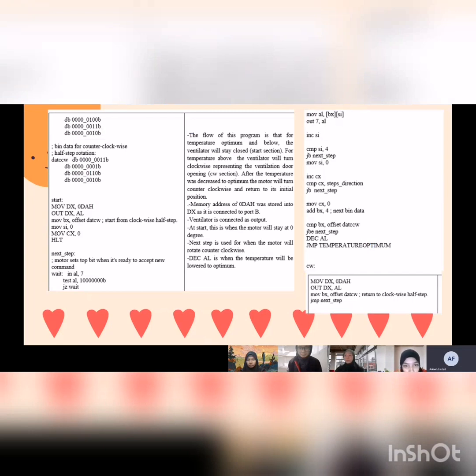Next. At this part, the flow of the program is that for temperature optimum and below, the ventilator will stay closed. For temperature above, the ventilator will turn clockwise, which means the ventilator will open. After the temperature has decreased to its optimum, which is why we have put decrease AL, the ventilator will close back. It will turn counterclockwise and return to its initial position.